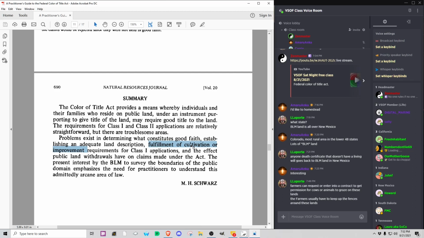Okay, to continue. Requirements for Class 1 applications and the effect public land withdrawals have on claims made under the Act. The present interest by the BLM to survey the boundaries of the public domain emphasizes the need for practitioners to understand this admittedly arcane area of law. Well, it's not arcane if you go back and learn land law prior to their fumbling with it.